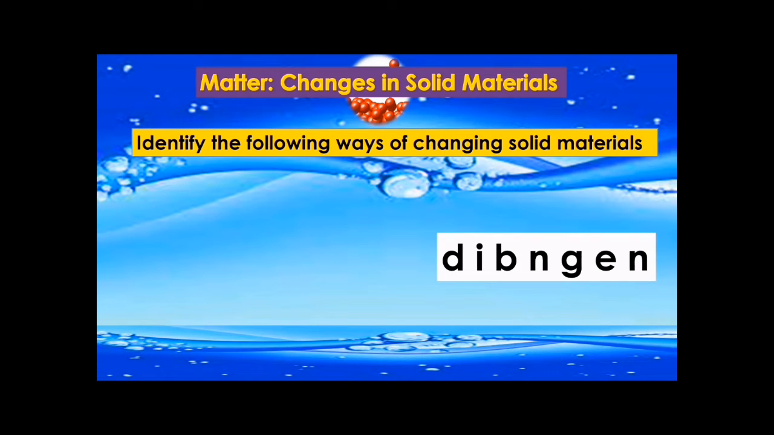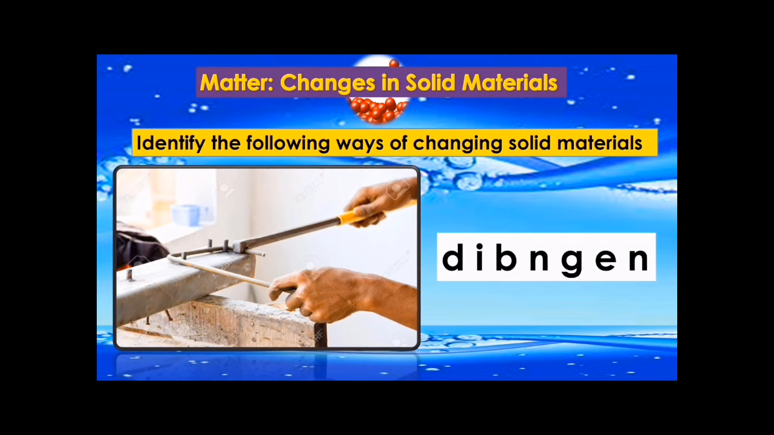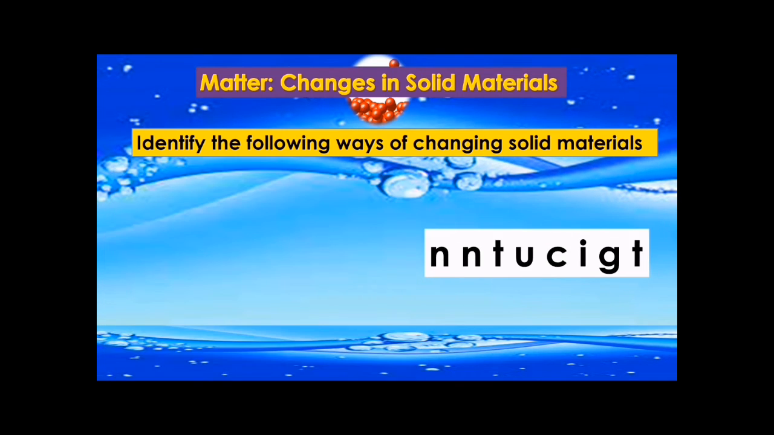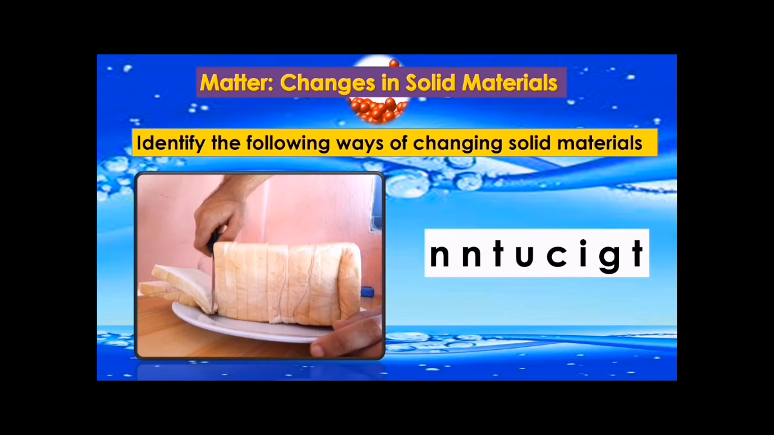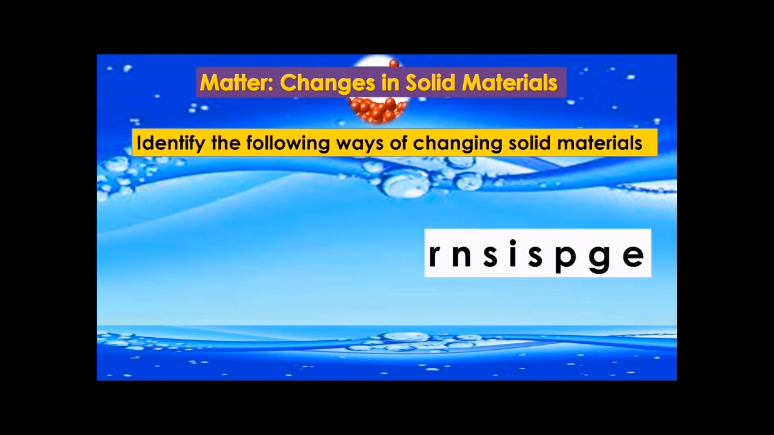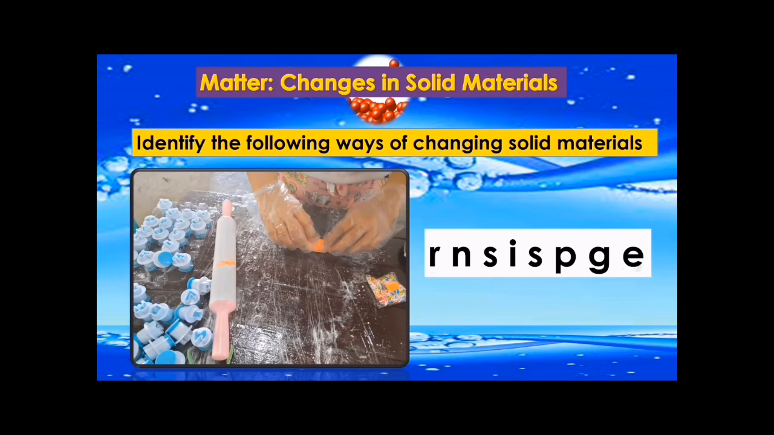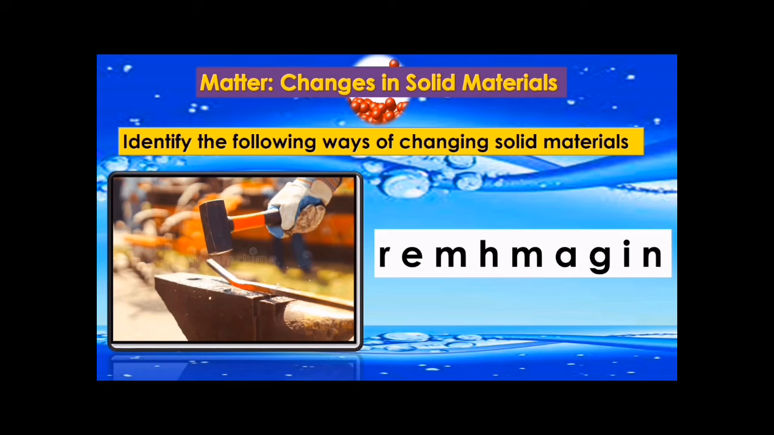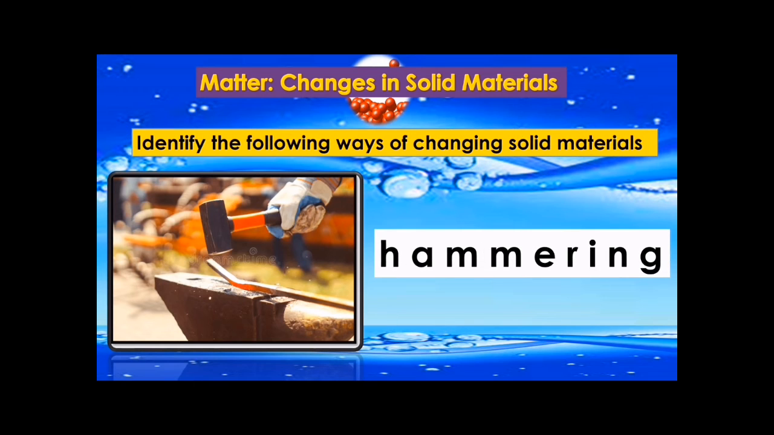Now let us see if you really know the ways of changing the following solid materials by unscrambling the letters. This iron is used for building construction. How would you change it to make it useful for building a post? Correct, by bending. Next, how would you change a whole pan bread into a sliced bread? Yes, by cutting. How about making a dough for baking a cake? Correct, by pressing. Now you want to mold an iron into another kind of tool. What way can you do to change it? Yes, correct, by hammering.